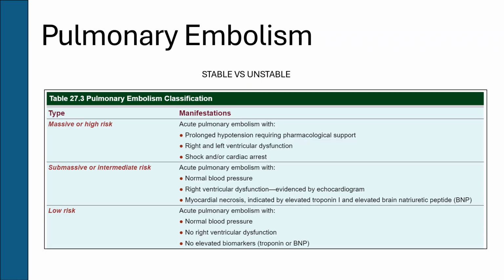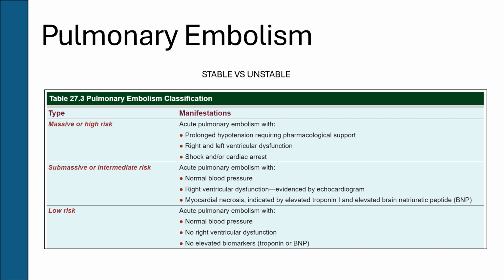So pulmonary embolism, stable versus unstable. You could have a pulmonary embolism, but still have normal blood pressure, no right ventricular dysfunction, and no elevated biomarkers. So your troponin is normal, your BNP is normal. That is low risk. You can be given medication and you can probably be treated as an outpatient.